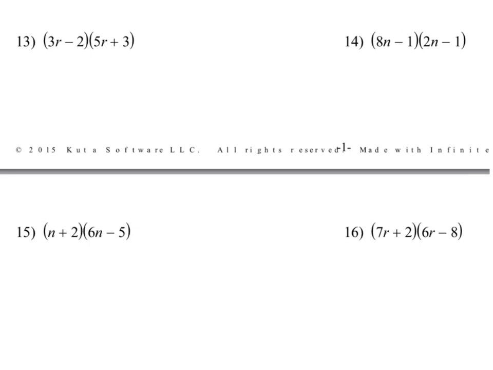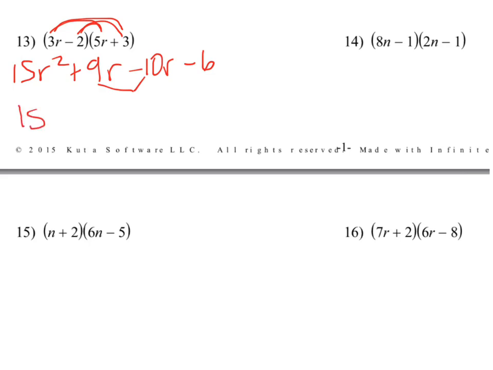Moving on to the bottom two on the front and the top two on the back. 3r times both of those will give you 15r squared plus 9r. And negative 2 times both of those will give you negative 10r. And then negative 6. Combine those r terms together. You still have 15r squared. But this time you got negative r, because positive 9 minus 10 gives you negative 1. And then subtract 6 there on the end, and you get this.